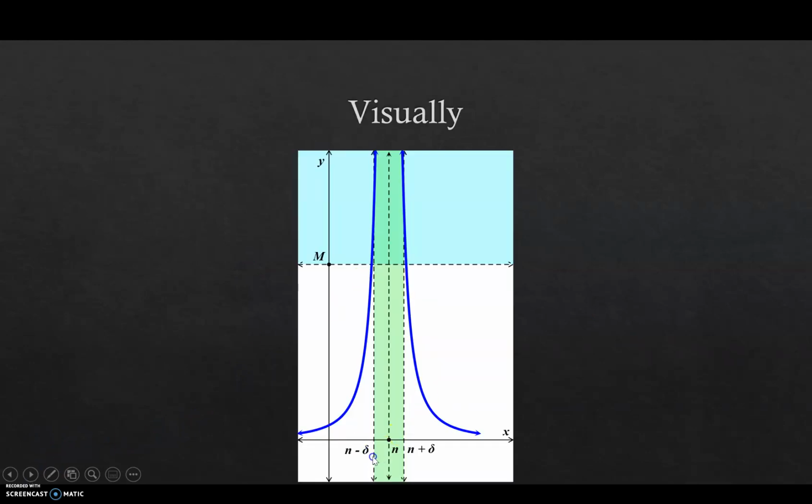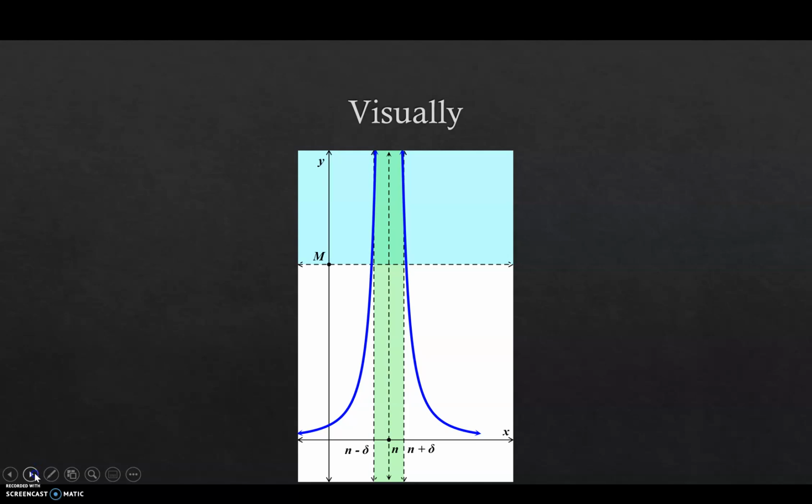So I've got my x interval here from n minus delta to n plus delta, and I want every single thing in this green region to be above m. M is my cutoff. I want all of these answers to be greater than m so that I know it's headed toward positive infinity. Okay? M is representing my cutoff value. Everything should be bigger than m.